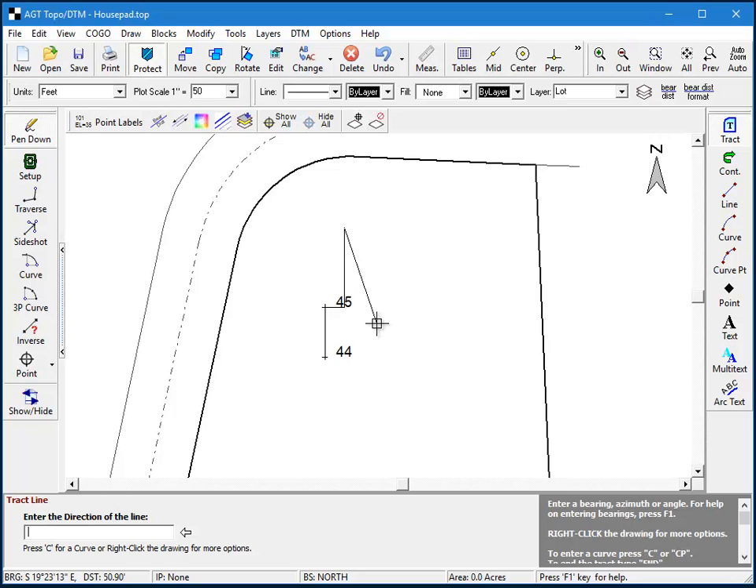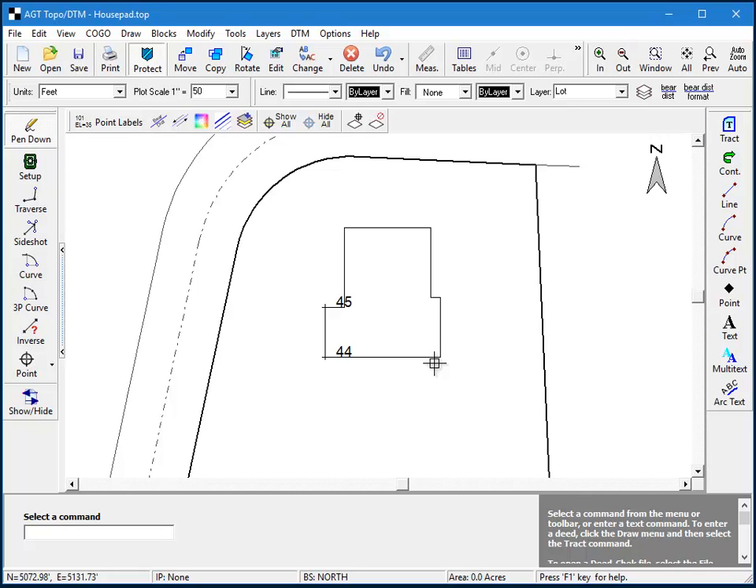I've got plus 90 at 45 feet, plus 90 at 35 feet, minus 90 at 5 feet, plus 90 at 30 feet. And now I'll just close out.